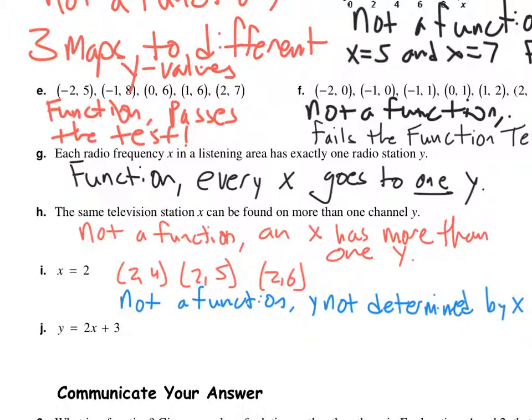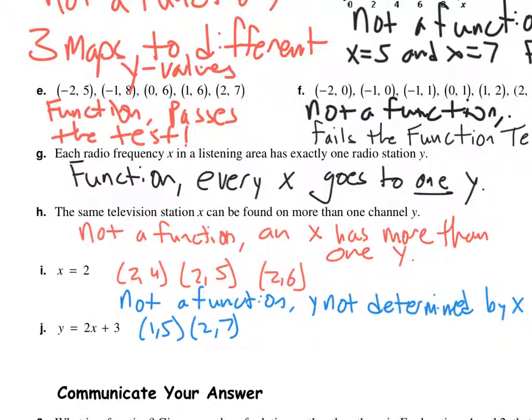So if we put in, for example, 1 for x, we get 2 times 1 plus 3. 2 times 1 plus 3 is 5. And that's the only thing that can come out if you put 1 in. Now, if you put 2 in, we have 2 times 2, which is 4, plus 3. We get 7 out. Okay? And we could do this all day long.